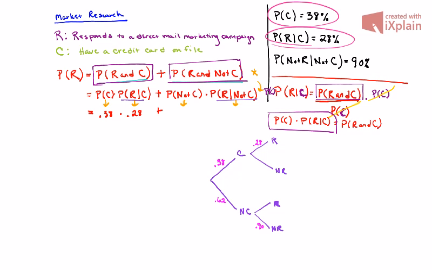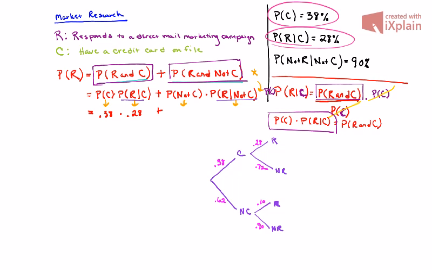And again, I can use my complement rule here. So 1 minus 28%, that's going to result in 72%. 1 minus 90%, that's going to result in 10%. Okay. So now I have the information that I need here. Okay. So I'm going to go ahead and note this in green.